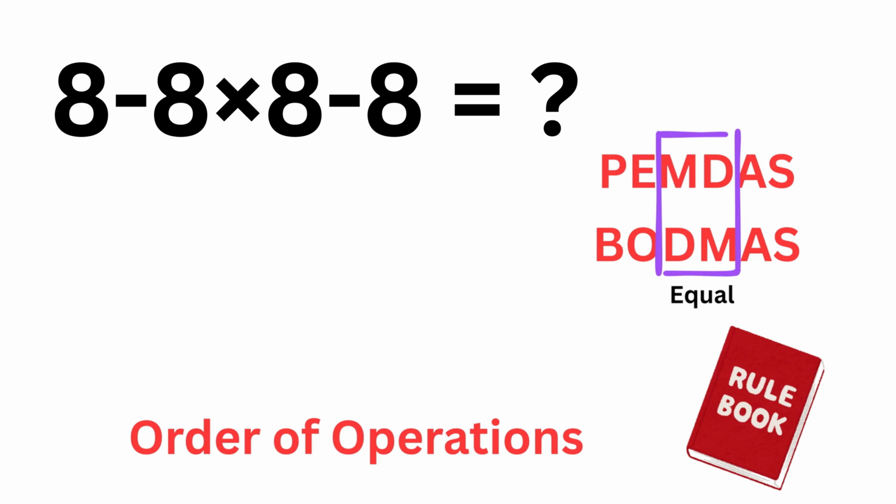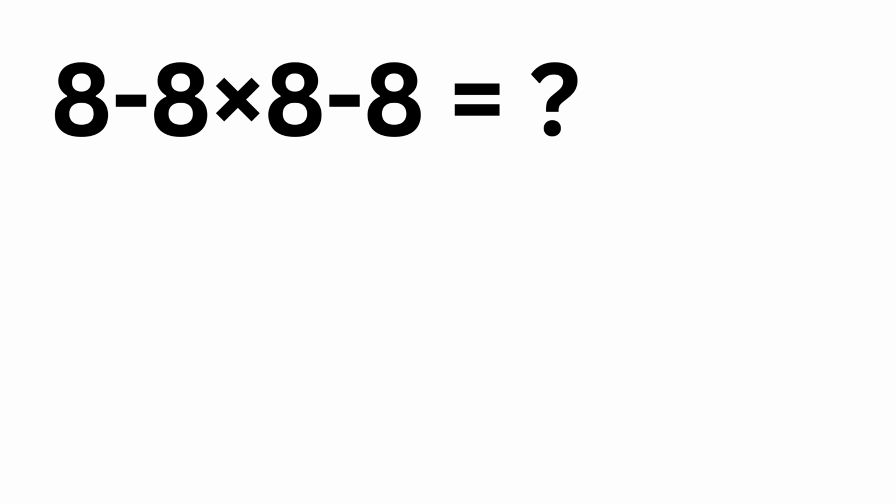Remember that multiplication and division have equal priority, and we have to work from left to right. And the same applies to addition and subtraction. So here we first do multiplication and then subtraction.